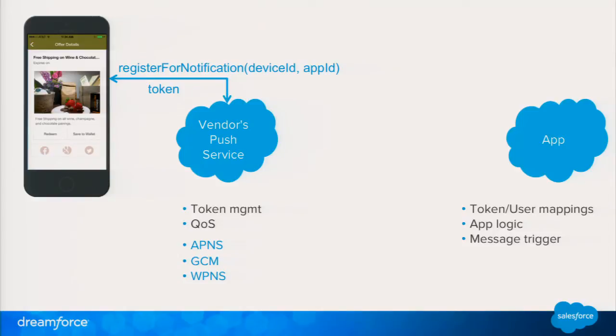The app needs to know about the token. Who said that? You said it. And how is that going to happen? I'm going to somehow invoke a service, right?